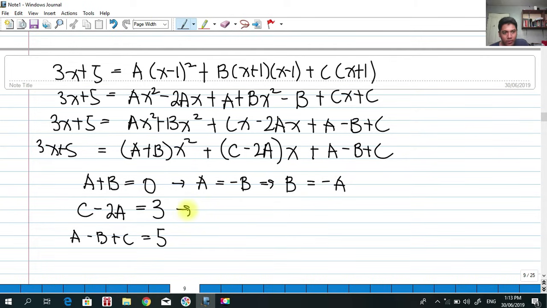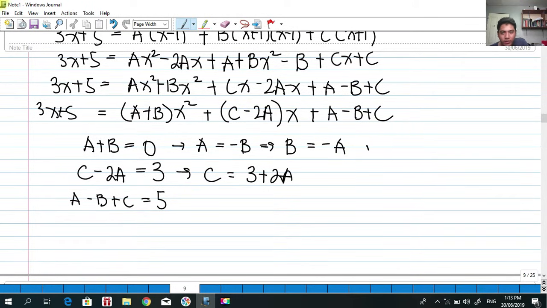And here we can get this in terms of c. So we have c equals 3 plus 2a. So that we can express all of this in the third equation in terms of a. We can substitute b here, and we can substitute c here in terms of a. So this equation and this equation, we can substitute here.